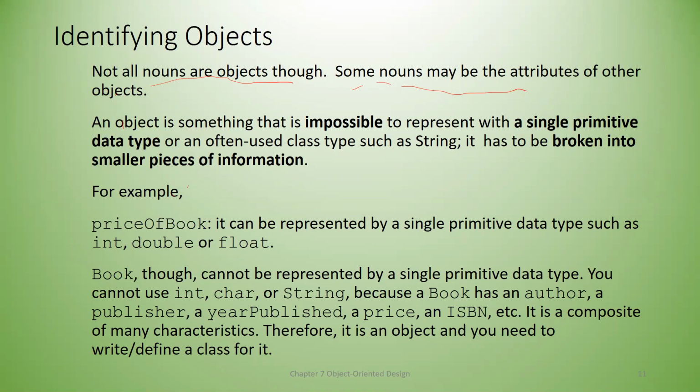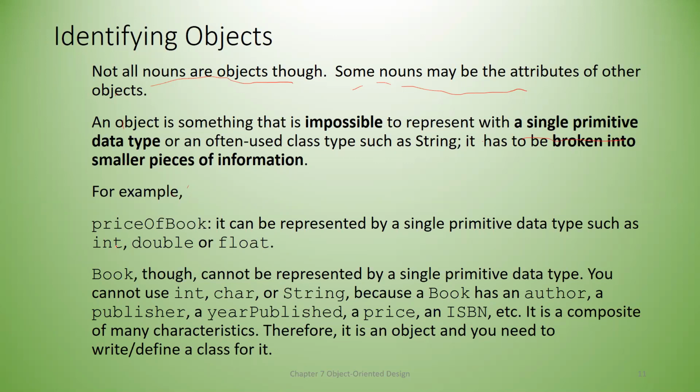So here is what I have written here, just a rule to help you understand. An object is something that is impossible to represent with a single primitive data type, or an often used class type such as string. It has to be broken into smaller pieces. So if it is an object, you cannot represent it with an int or a double or a float or a char or a string. Okay, it's too complex. You have to break it into pieces of information.